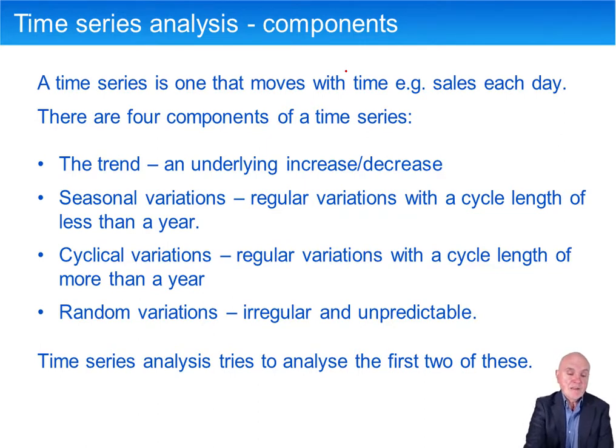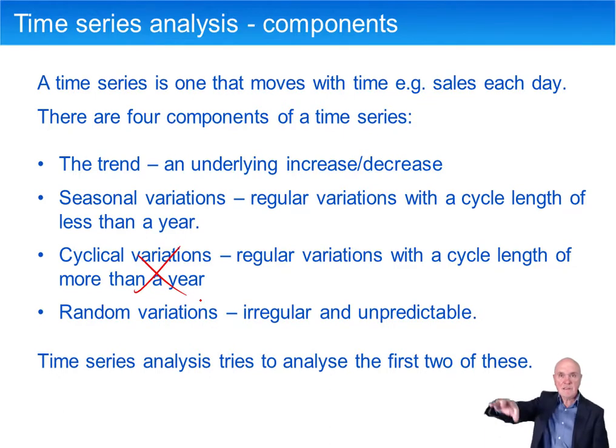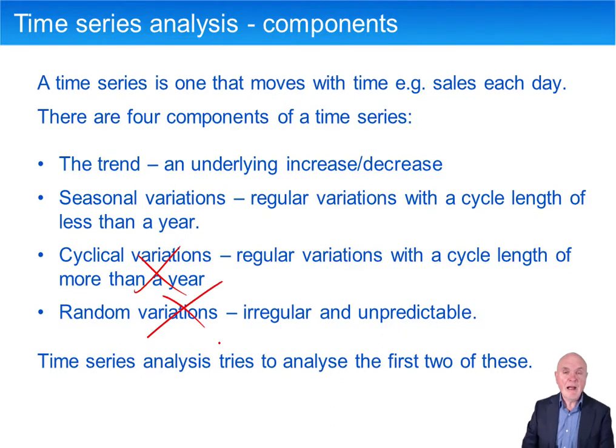Time series analysis doesn't try to analyze cyclical variations. Typically these are very long range, something like 12 years. And really the purpose of time series is to try to predict, and you'd be foolish to try to predict over something like 10, 12 years anyhow. Far too many things will happen that you don't know about. And obviously you can't do very much about random variations. You can't predict random variations, really by definition.